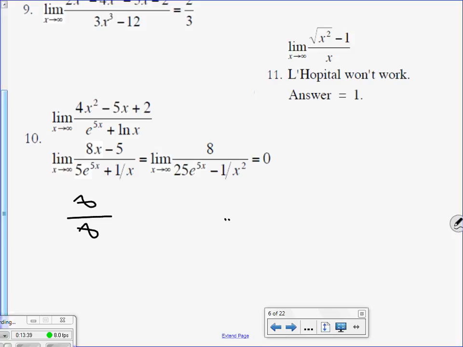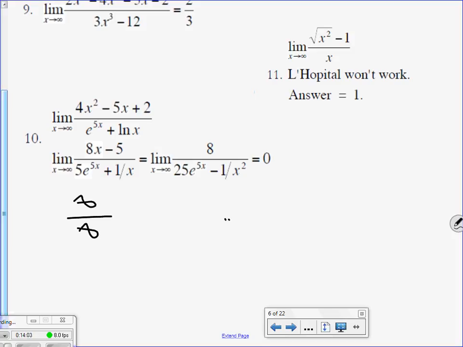So the derivative of the numerator now is just 8. Down here, you had the 5, then the derivative of e to the 5x is e to the 5x times 5. Now you have 25 e to the 5x. And the derivative of 1 over x is negative 1 over x squared, negative x to the negative 2. Then you try it again. So it's not just taking the derivative, you still have to find the limit.